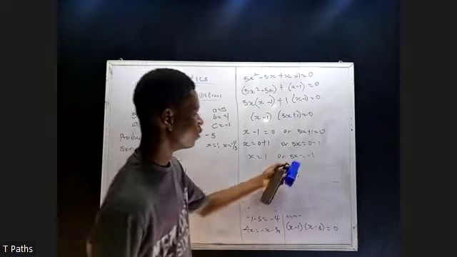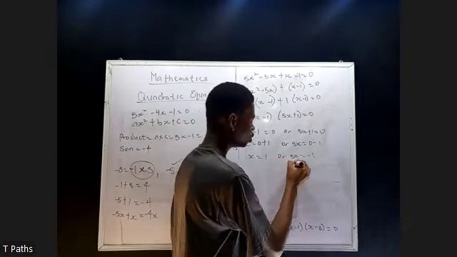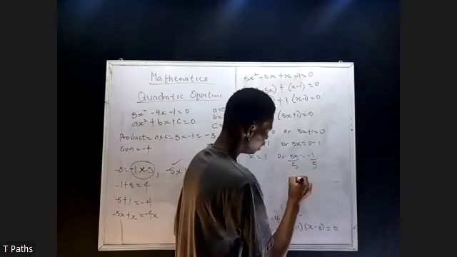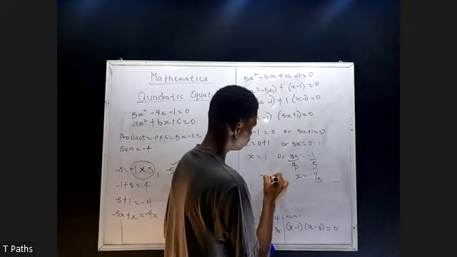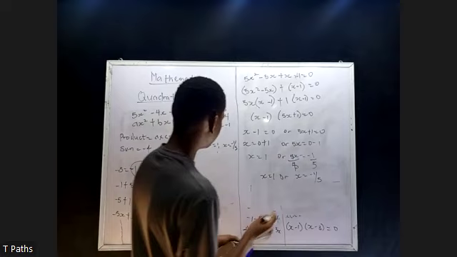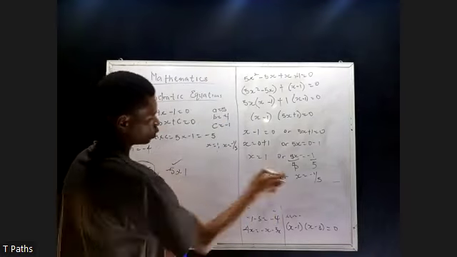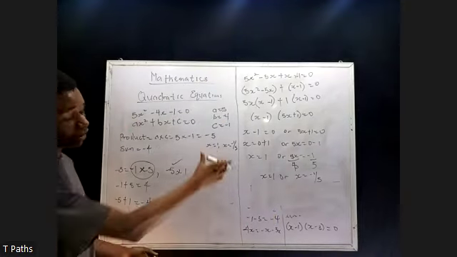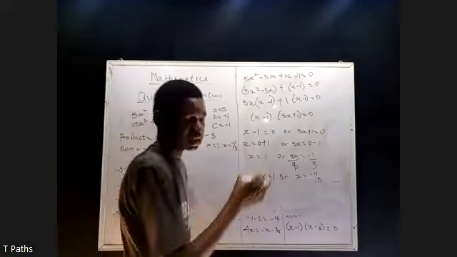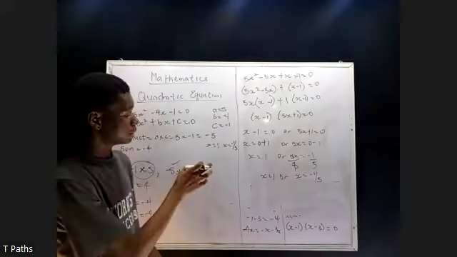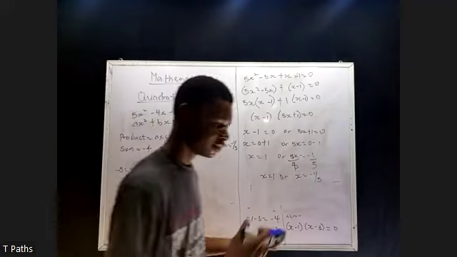So for me to get the value of x here, what am I going to do? I'm going to divide through by 5. I'm going to have x is equal to minus 1 over 5, and then x is equal to 1. So I have x is equal to 1, or x is equal to minus 1 over 5. You can see, it took me maybe 30 seconds to get this. So this is just a simple trick when you're working with objective questions. After you get your factors, you can quickly do this and you have the answer.